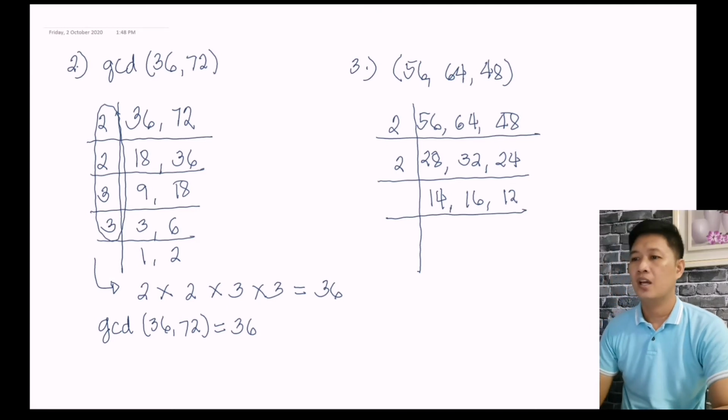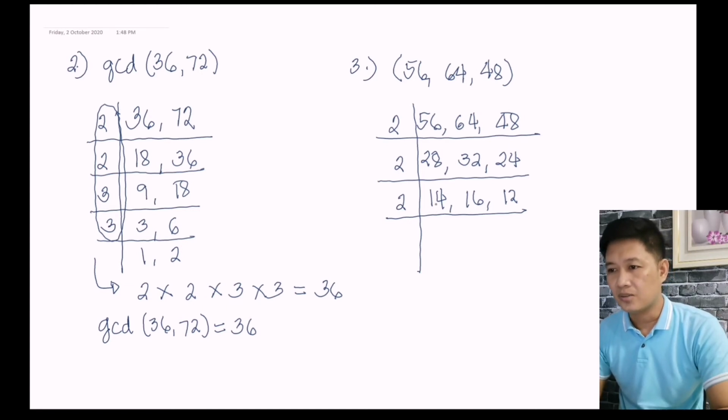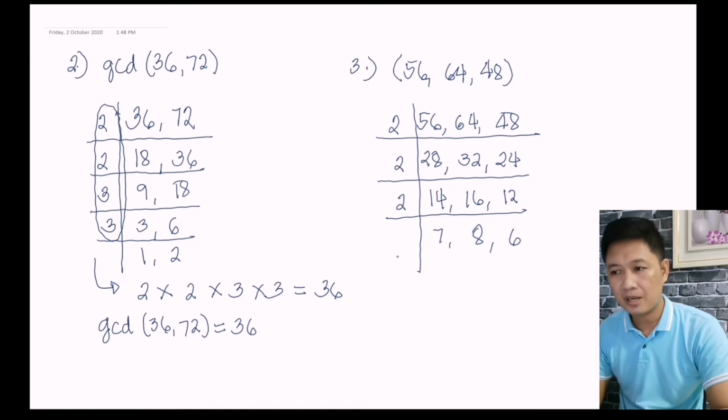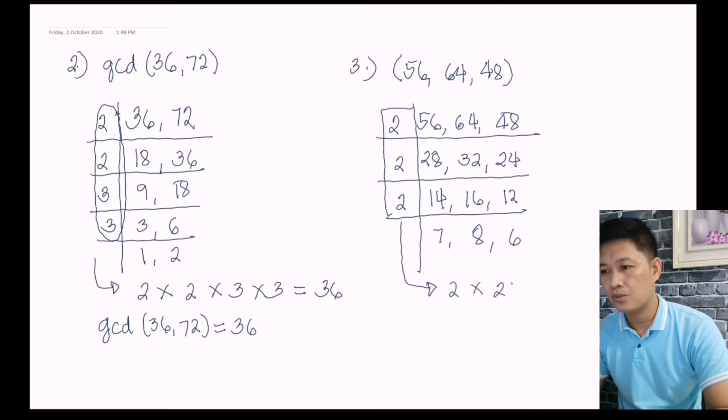Okay. Now, may common pa ba sa kanilang tatlo? Mayroon, and that is 2. Kasi pares lang even. So 14 divided by 2 is 7, 16 divided by 2 is 8, and 12 divided by 2 is 6. Alright. Mayroon pa bang common sa kanilang tatlo? Wala na. So therefore, since wala nang common divisor sa kanilang tatlo, meron lang tayo dito 2 times 2 times 2. And that is equal to, very good, 8.